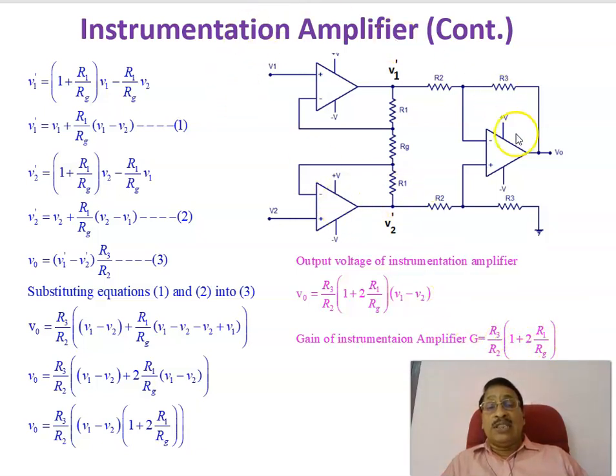For an instrumentation amplifier, there will be 3 op-amps connected in this fashion, and you will get an output voltage proportional to the difference in voltage V1 minus V2, of course with a magnitude change or gain given by the ratio R3 by R2 into 1 plus twice R1 by RG. Therefore, this is the gain of the instrumentation amplifier that amplifies the difference in input signal V1 minus V2.